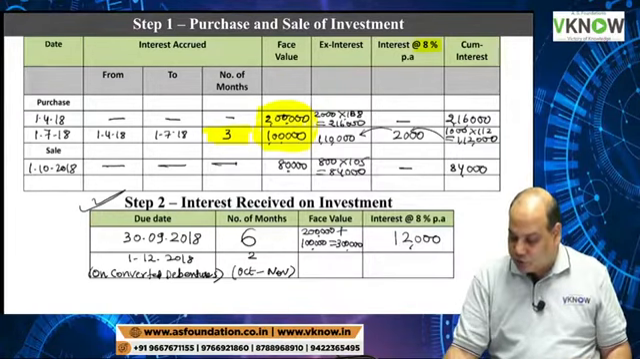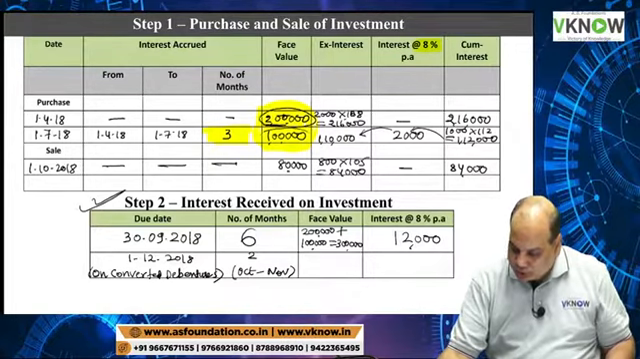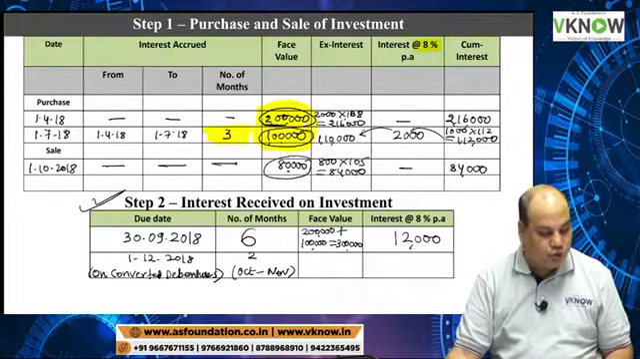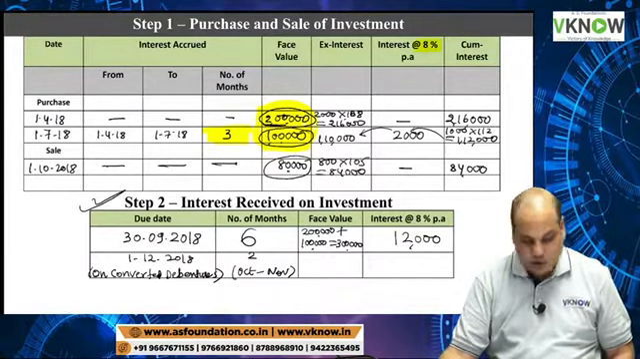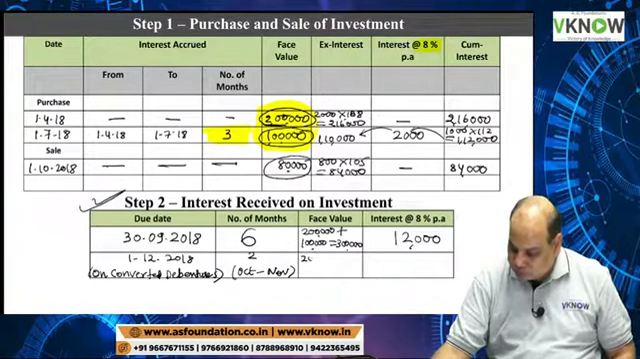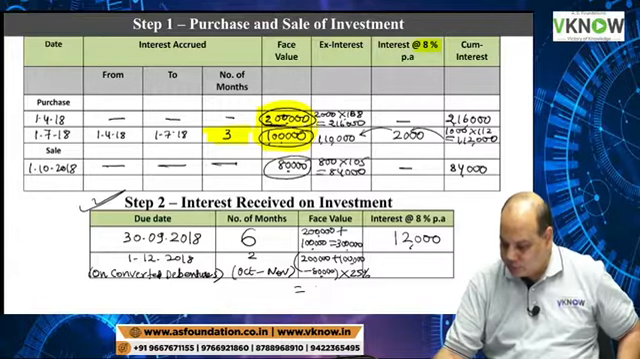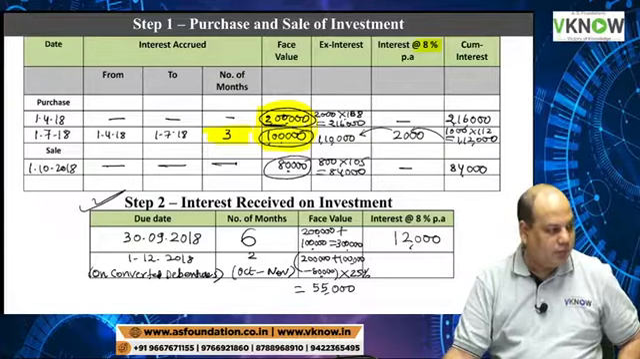And what was the face value of investment which got converted? 2 lakh plus 1 lakh minus 80,000 into 25%. So let me try, how much is that? Is it 55,000? 55,000.